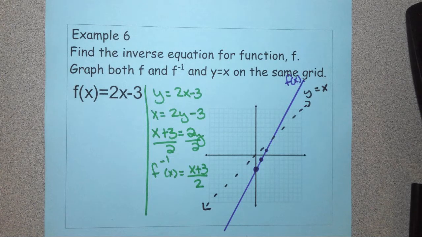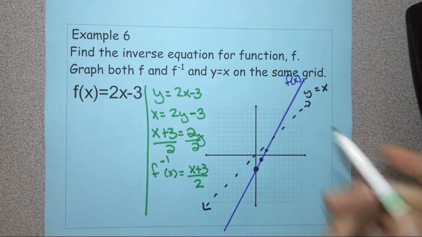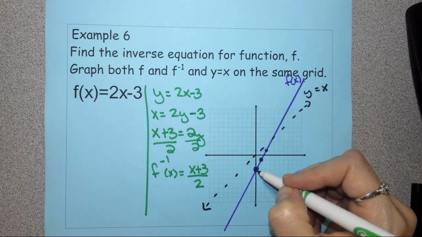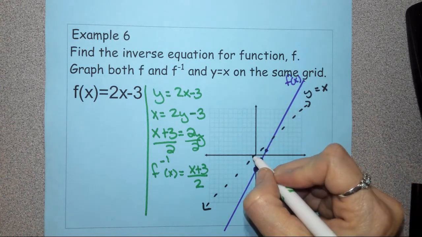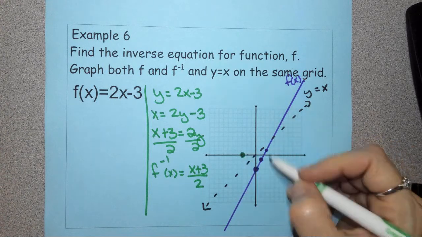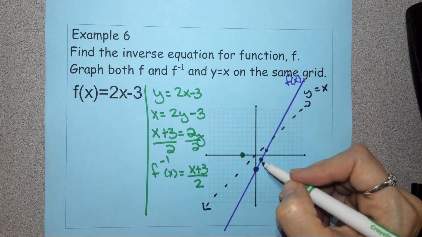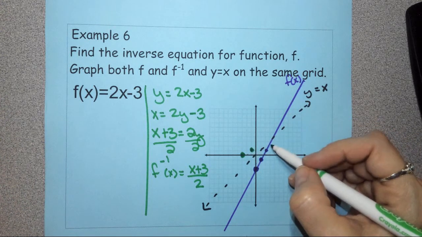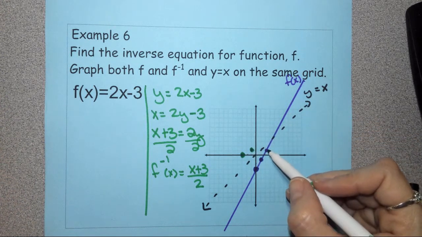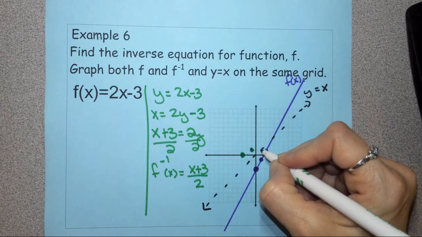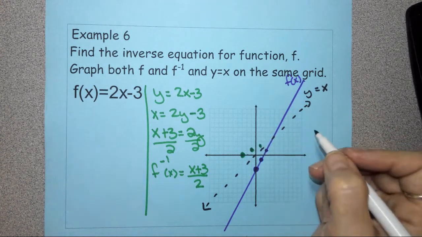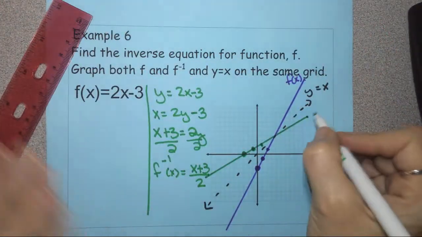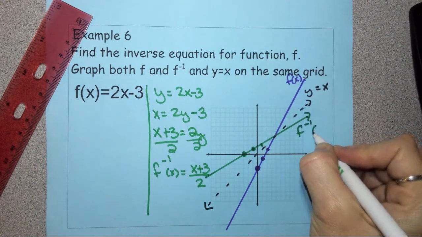Now I'm going to graph my inverse function. All I really have to do is take these 3 points and flip them. So this point right here was 0, negative 3, so I'm going to graph negative 3, 0. The second point right here was 1, negative 1, so I'm going to graph negative 1, 1. This point right here was 1, 2, so I'm going to graph 2, 1. So here is my inverse. I'm going to label this one inverse.